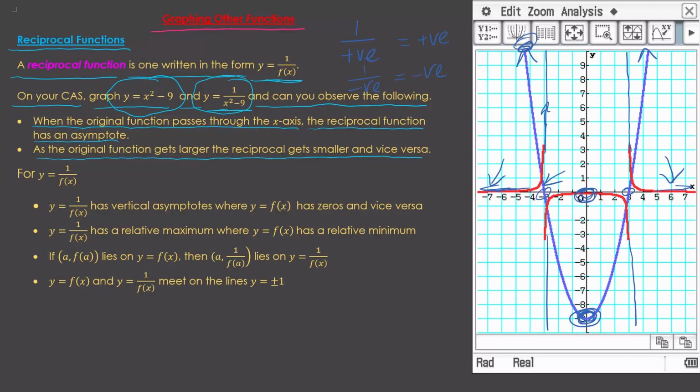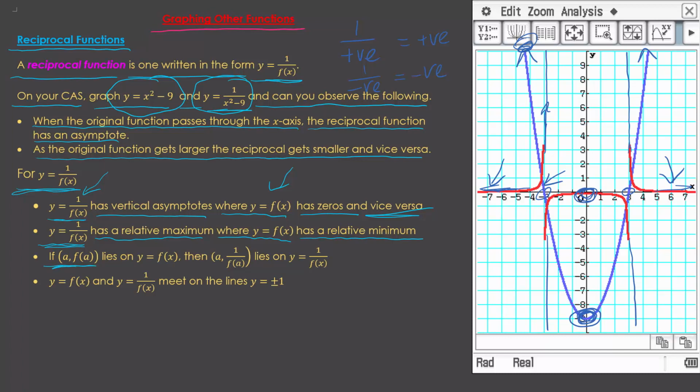So, for y equals 1 over f of x, y equals 1 over f of x has vertical asymptotes where y equals f of x has zeros and vice versa. So if this one has a vertical asymptote, this one will have a 0. Y equals 1 over f of x has a relative maximum where y equals f of x has a relative minimum. And that would work the other way round as well.